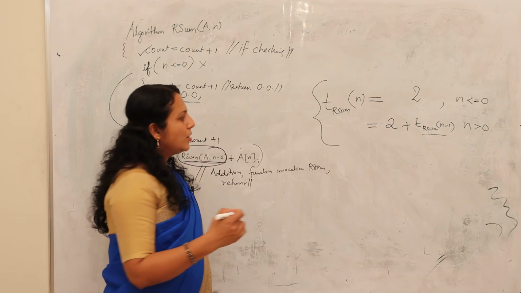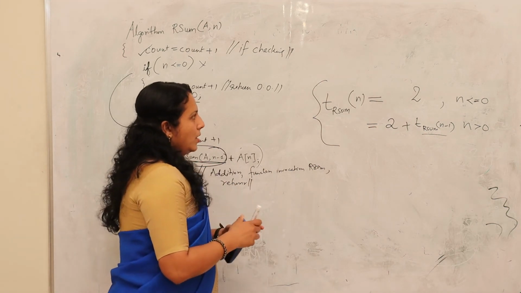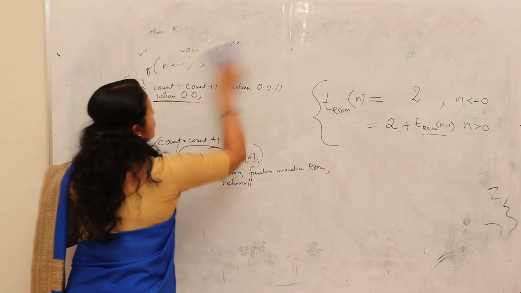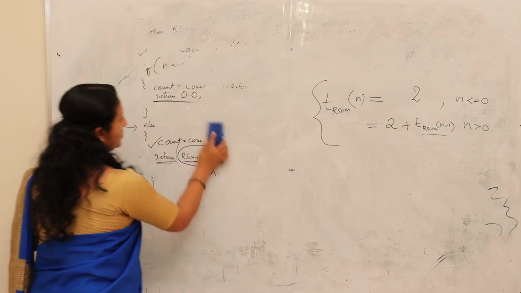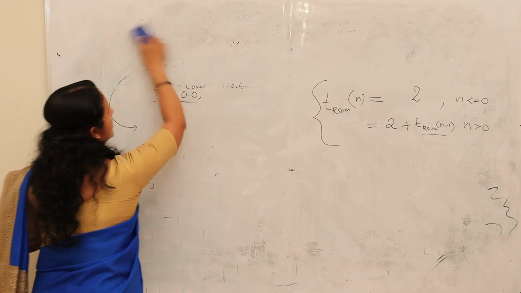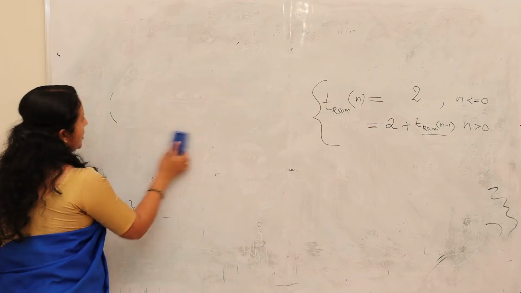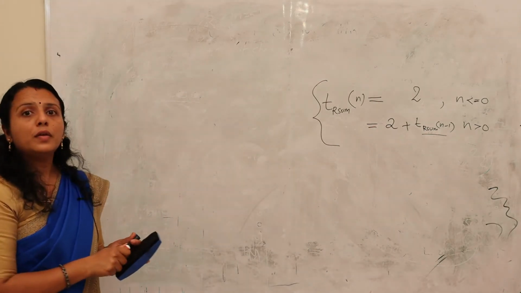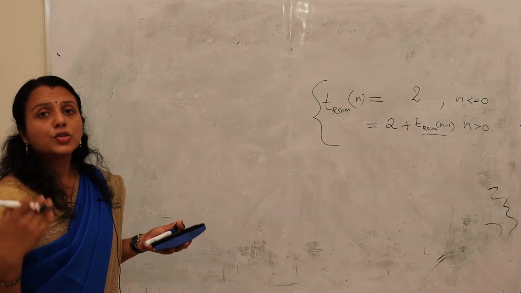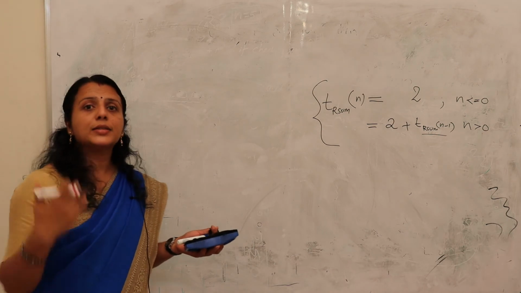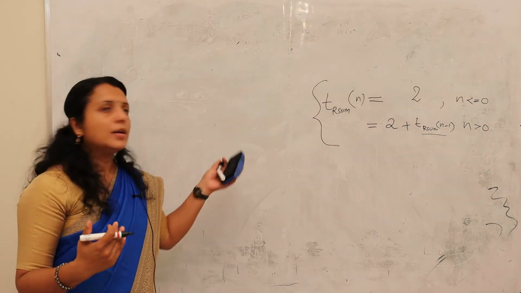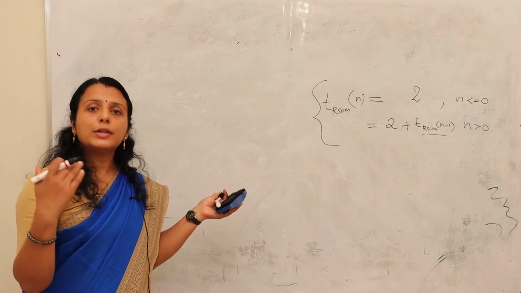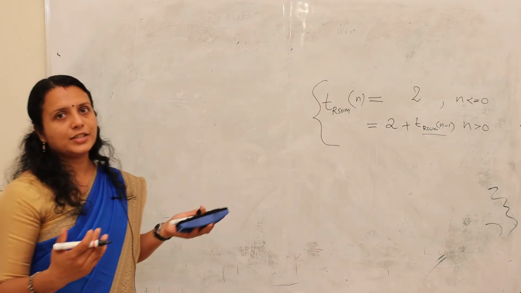Okay, so let us do how you are going to solve this recurrence relation. So here we have a recurrence relation, and now I am going to solve it so that you will get a generalized answer for this recursive program, and that answer will give you the total time complexity for this recursive program.